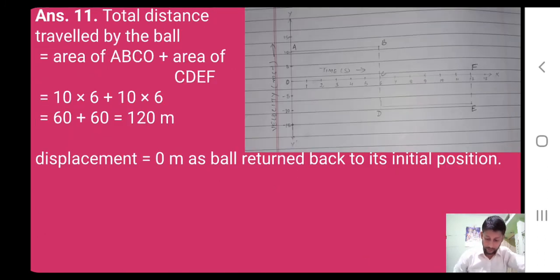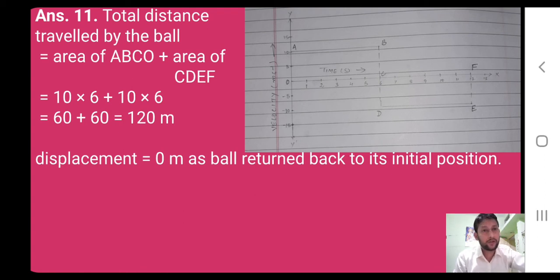Question number 11 says a ball moves on a smooth floor in a straight line with a uniform velocity of 10 meter per second for 6 seconds. At t equal to 6, the ball hits the wall and comes back along the same line to the starting point with the same speed. Draw the velocity time graph and use it to find the total distance traveled by the ball and its displacement.